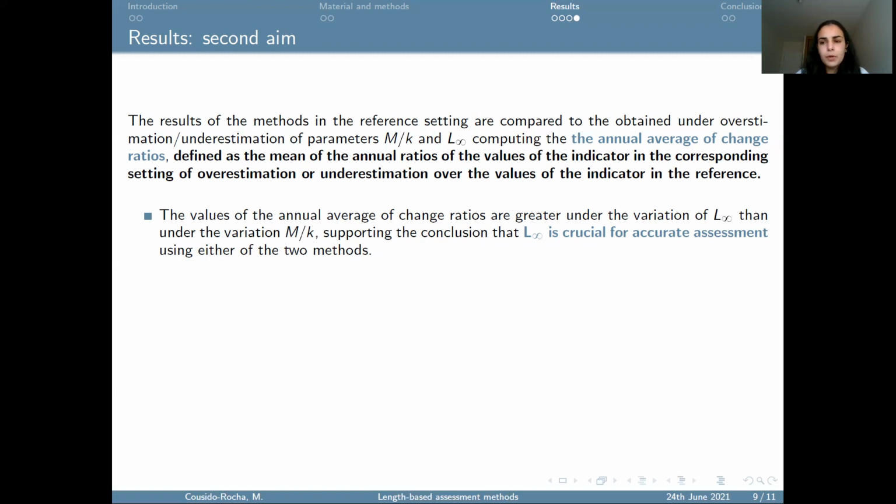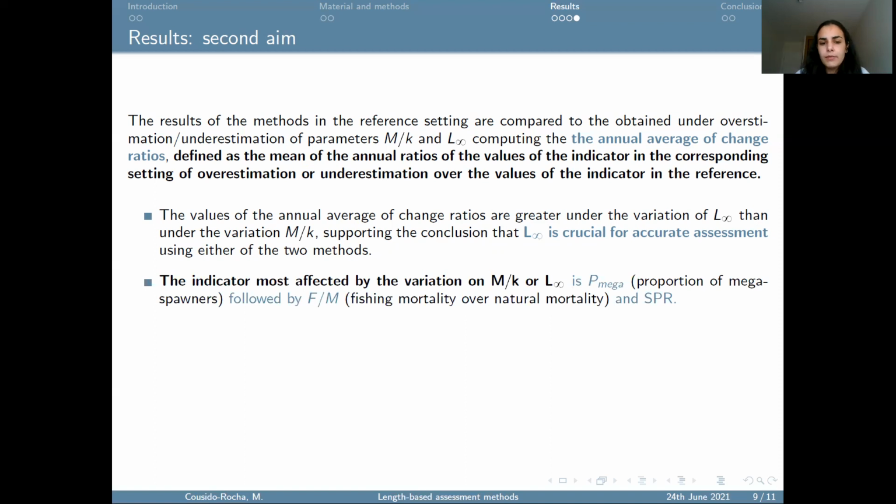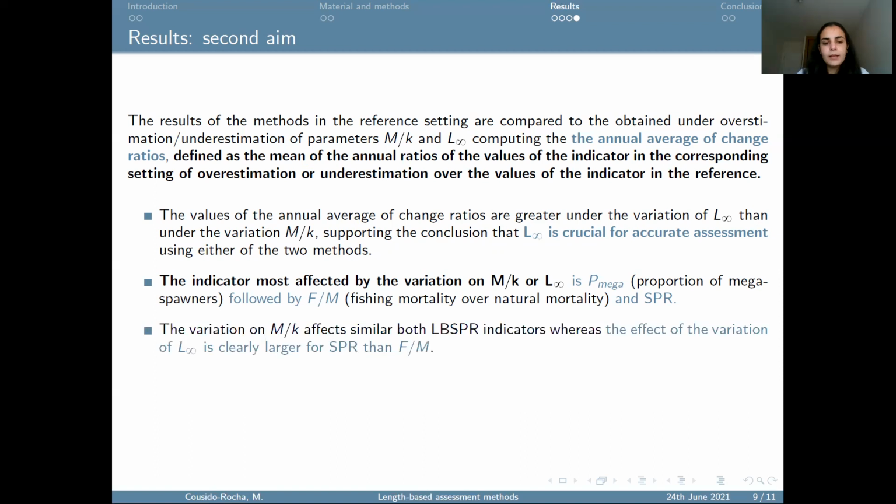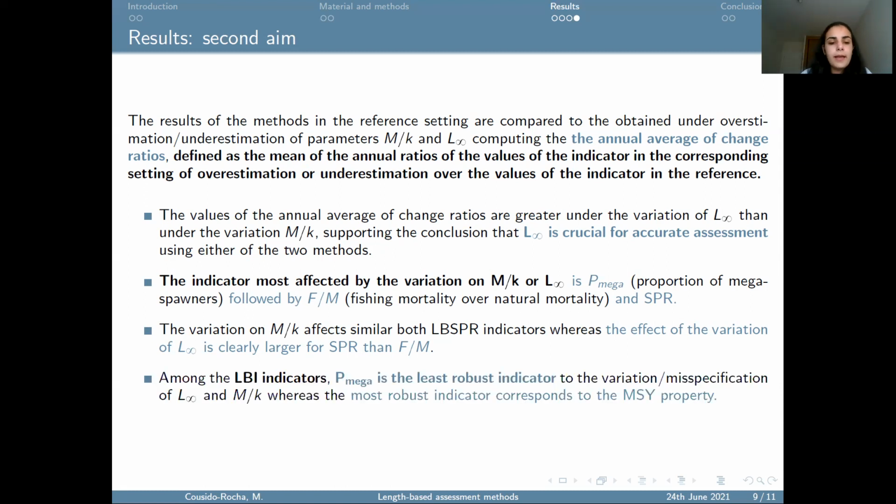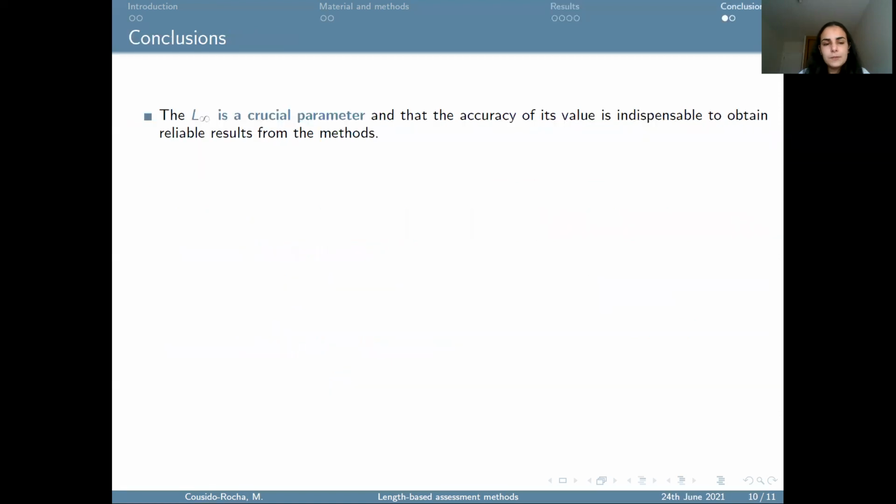L infinity is a more important parameter than M/K to obtain an accurate assessment. The indicator most affected by the variation of M/K or L infinity is the proportion of megaspawners, followed by F/M and SPR. The variation of M/K affects both LBSPR indicators similarly, whereas the effect of the variation of L infinity is clearly larger for SPR than F/M. Among the LBI indicators, the least robust indicator is the proportion of megaspawners, whereas the most robust indicator corresponds to the MSY property.